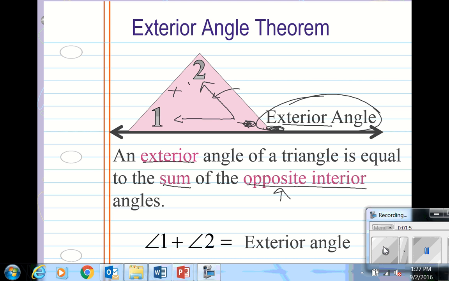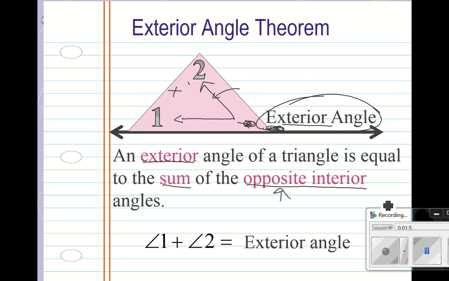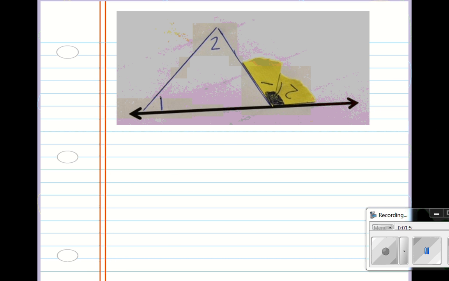Now we're going to look at the proof. We're not going to do it in class today, but if you were to tear off angle 1 and tear off angle 2, you could glue them and they would take up the entire space of the exterior angle. So that would be your proof.